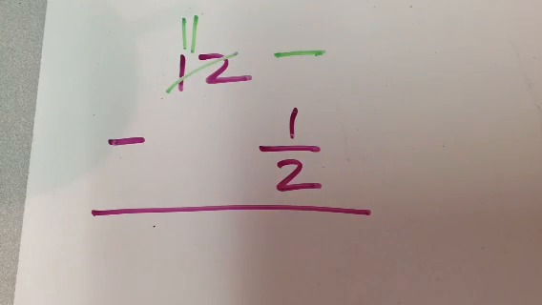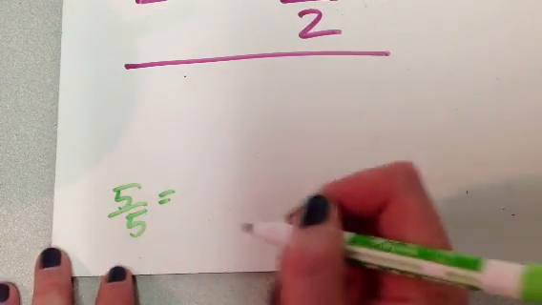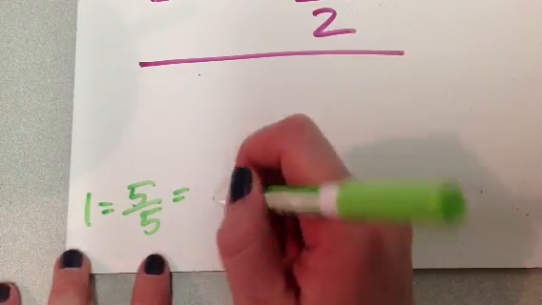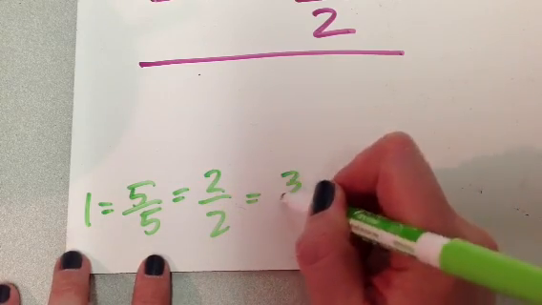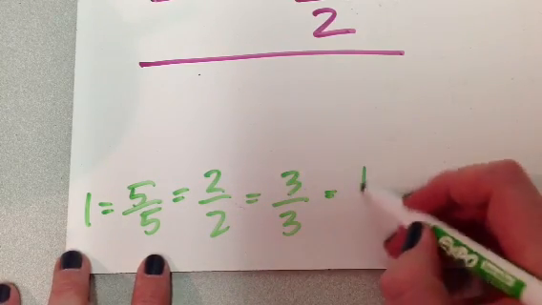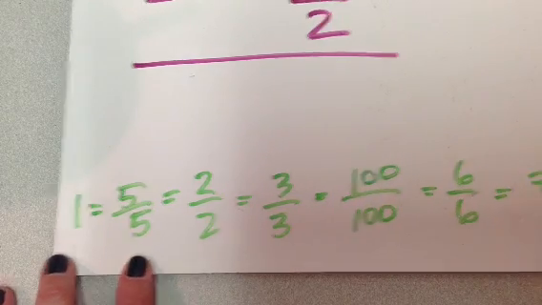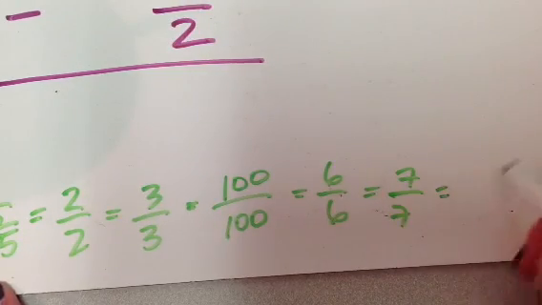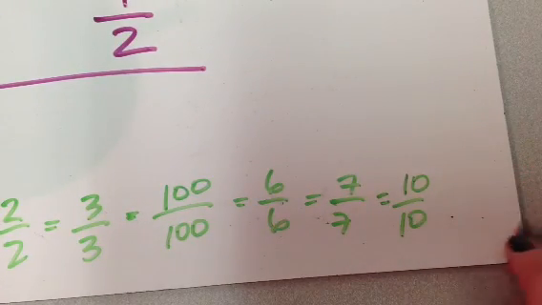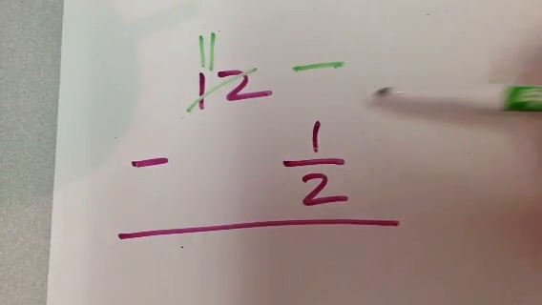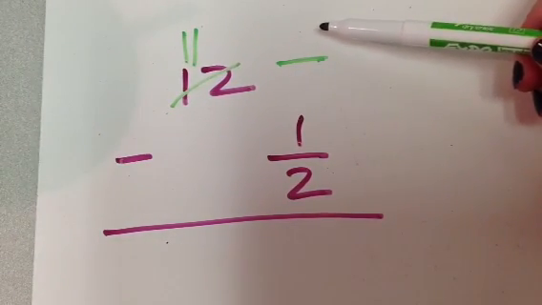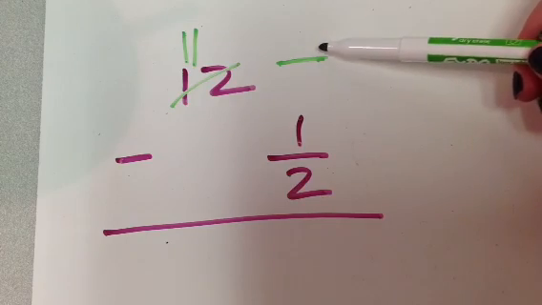Remember way back to the very first day when we talked about fractions, at the very bottom of the handout that we did, we talked about how any number over itself equals 1, right? 5 over 5, I could make it 2 over 2, 3 over 3, all of these equal 1. I could make it 100 over 100, and so that's my point. I can make it anything, right? And there's an infinite number of fractions that equal 1. So I could pick anything.